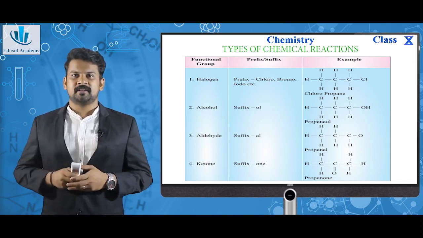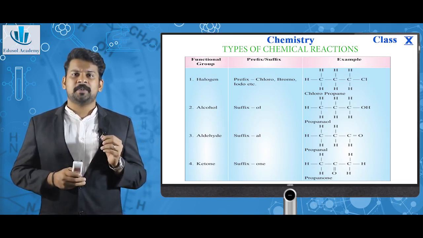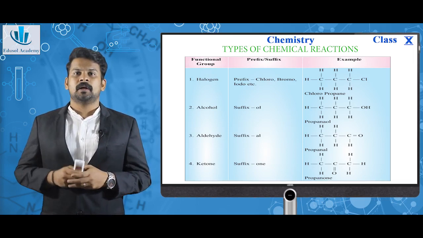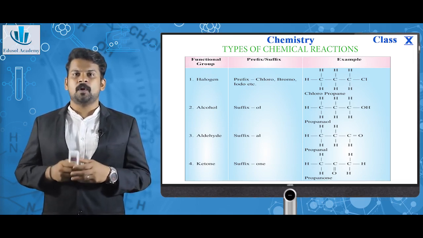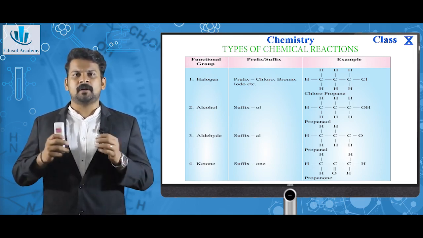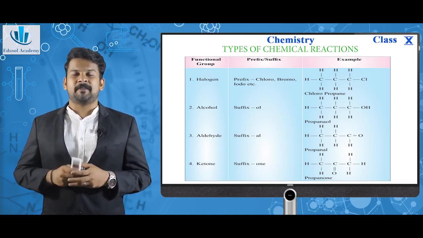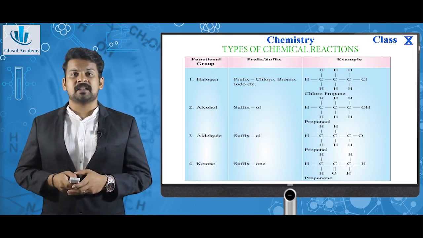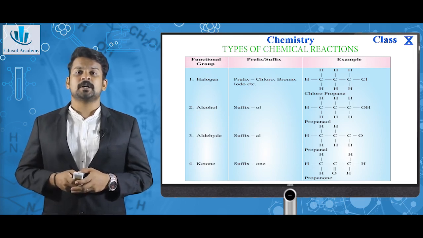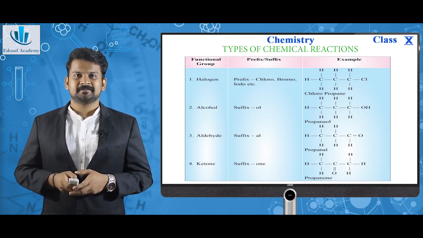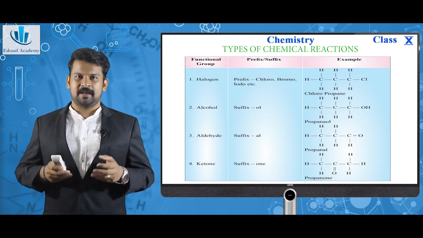So, summarizing, the halogen group here is Cl, the alcohol group is OH, the aldehyde group is CHO, the ketone group is CO, which peculiarly comes in the middle of two carbon atoms, and finally COOH, the carboxylic acid group. So these are the 5 different functional groups that specifically determine the chemical property of a particular compound. Let's look at some examples.